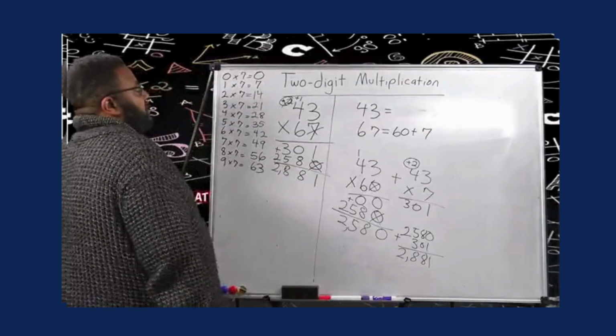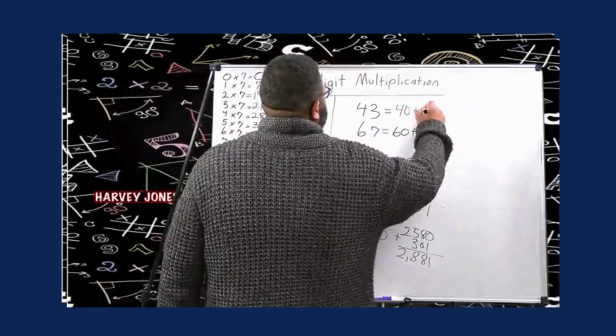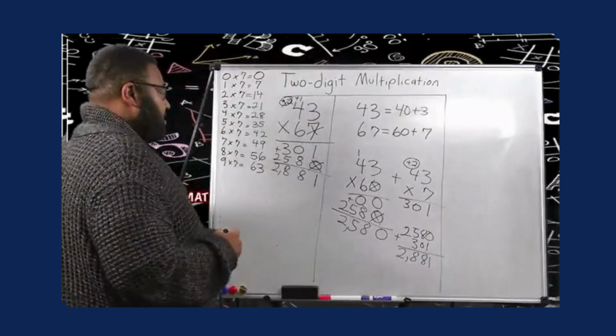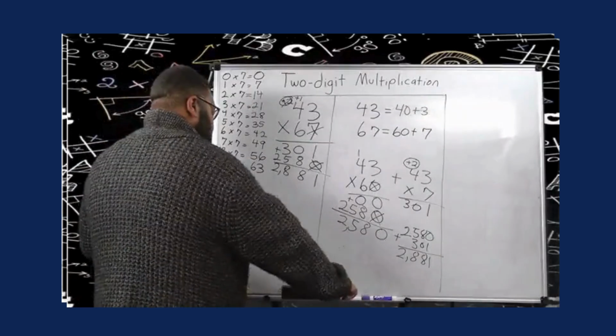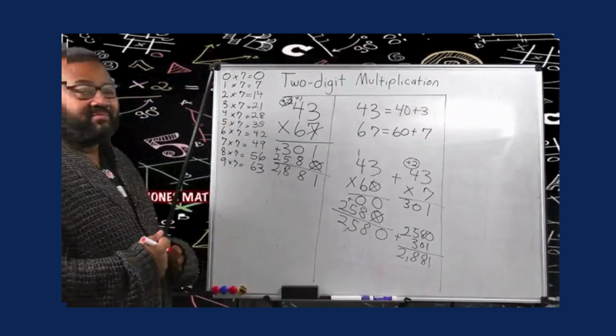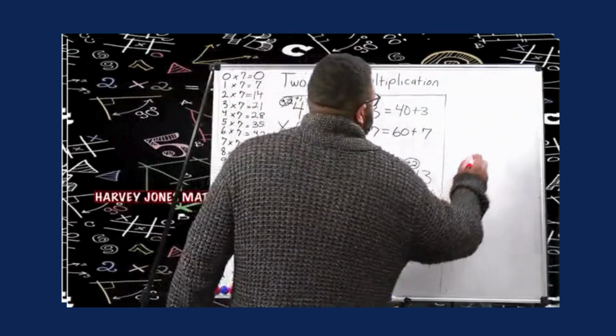All right, and I'm going to come back here and put my 40 plus 3 here. This is my other what? Expanded form. That's my other expanded form. And the last way I'm going to do it would be the Bojangles Big Box. Let's do the Bojangles Big Box. And of course, how does the box go?